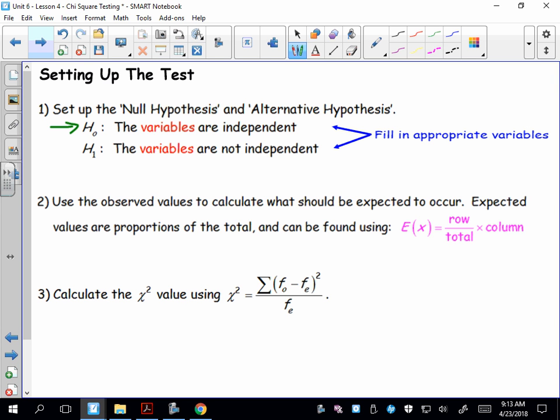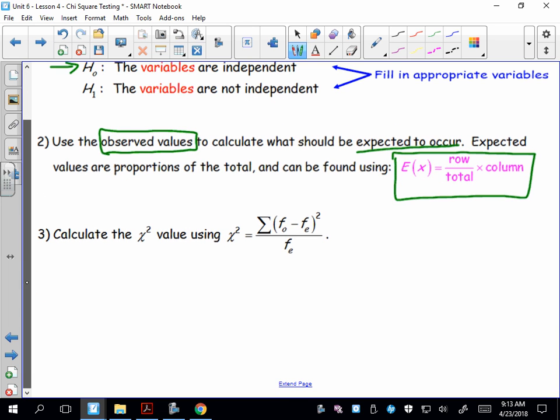The next thing we're going to do is take our observed values, which is the table we actually find and organize, and create an expected value. An expected value is a proportion, based on how many things there were altogether out of the total. We're going to use this little formula here: row divided by total times column. I'll explain when we look at an example. Following that, we're going to find the chi-squared value. The chi-squared value is this fancy equation, and I'll come back to that when we get to the example and explain the parts and pieces. It won't make sense quite yet.